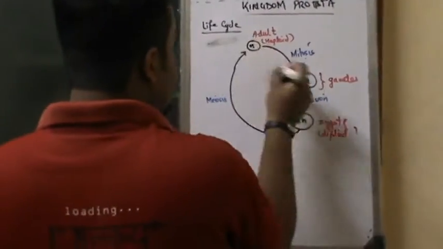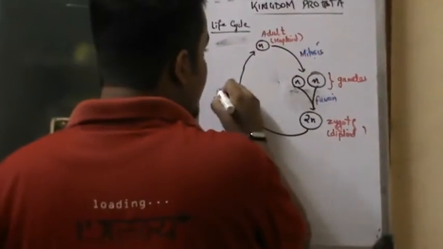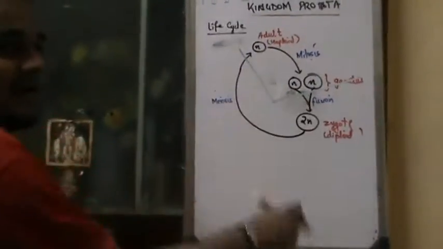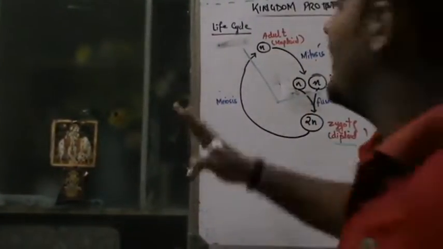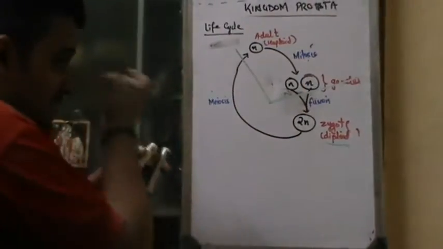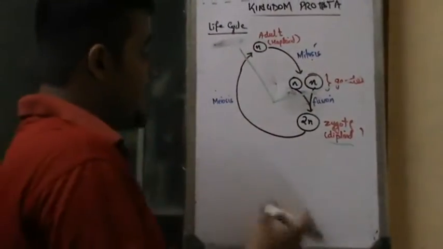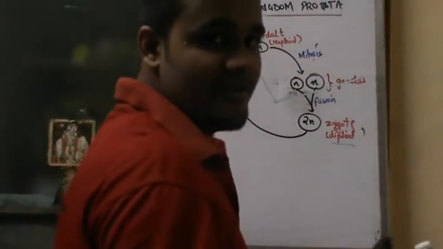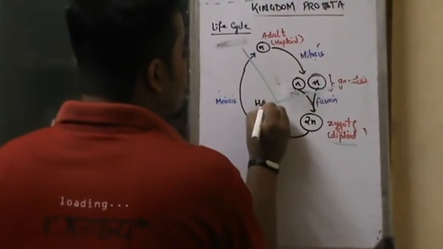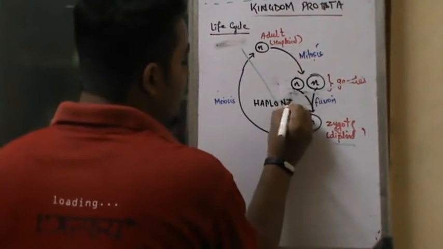Can I say one thing? If I look at the complete life cycle, the complete life cycle of my protista is mainly haploid. Only one step, the zygote, is diploid. The maximum part of this protistan's life cycle is haploid. So this is the particular type of life cycle called the haplontic life cycle. Very, very, very important.